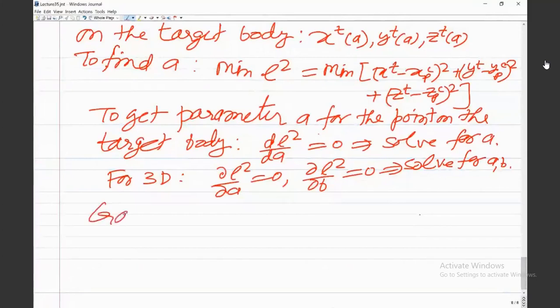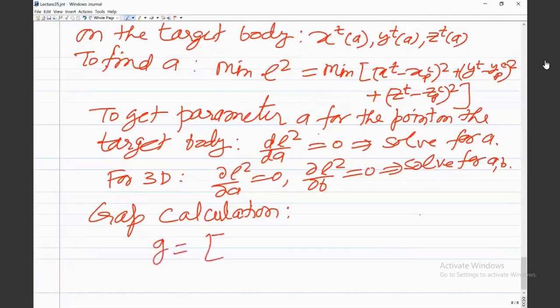So now next is gap calculation. How do we calculate the gap? Gap calculation G: we know one point on the contactor body and the corresponding closest point on the target body. So we want to calculate G, the gap, as the signed distance. So this G will be equal to the dot product of the vector from target body to contactor body with the normal to the target body.